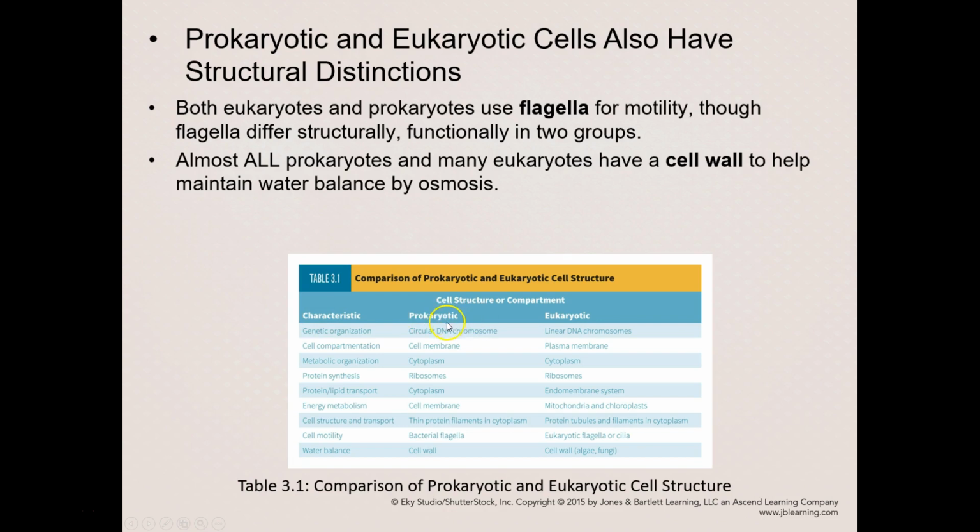Here's a comparison of prokaryote and eukaryote. You can see they both have ribosomes, they both have the cytoplasm, they both have a plasma membrane, they both have DNA, it's just a different structure where these different functions occur. They both have flagella, we also have cilia. They can have a cell wall depending on the structure or the organism.